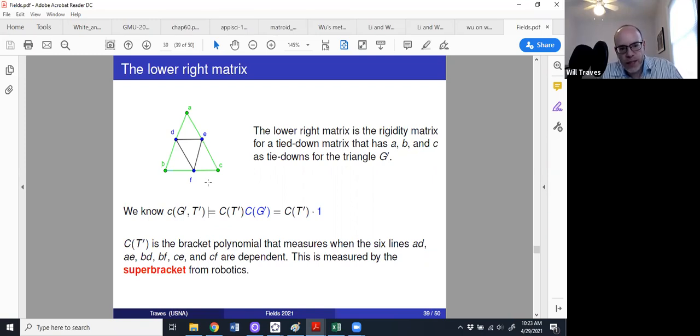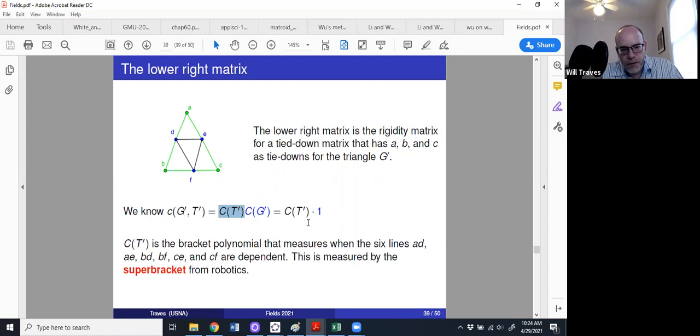And what we know is that it's the portion of the determinant that comes from the tie downs times the portion that comes from the pure condition for the triangle. And the pure condition for the triangle, you can work this out, in 3 space is just 1. Okay, so in 3 space, the pure condition for the triangle is 1. And so then all we have to do is figure out what's the portion of the pure condition that comes from the tie down.